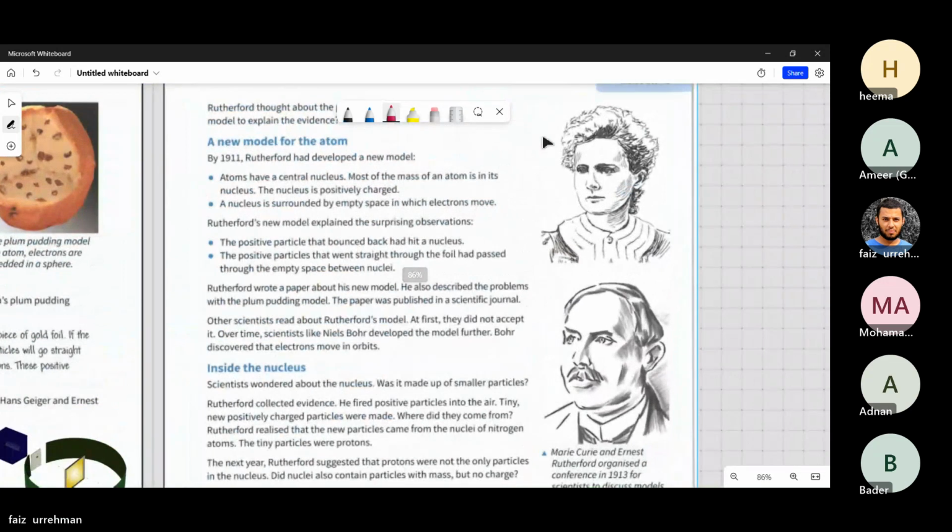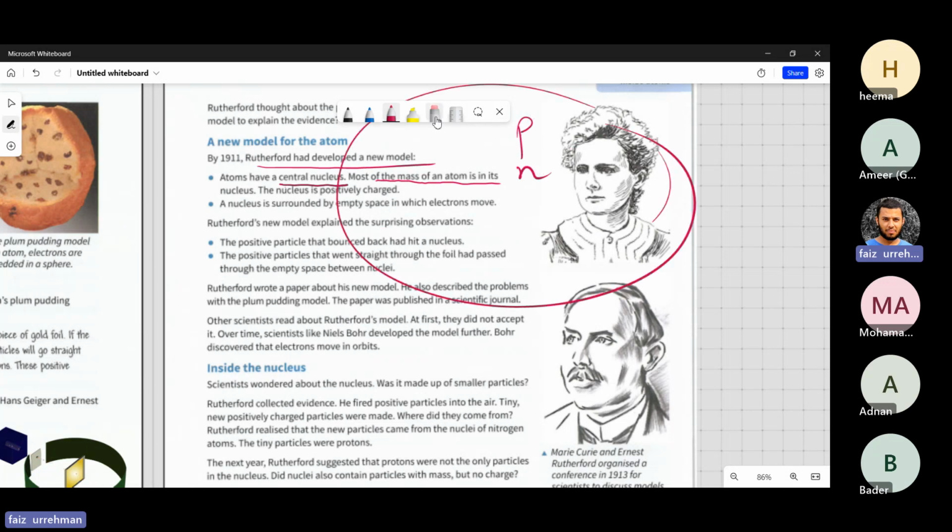So atoms have a central, okay, Rutherford had developed a new model. Now he's giving new ideas. What is he saying? Atoms have a central nucleus. Most of the mass of an atom is in its nucleus. Very good, because the nucleus contains very heavy material like protons and neutrons, which are heavy, but the electron is outside, surrounding, so it's lightweight.